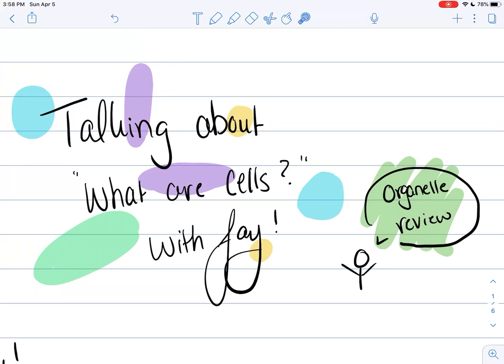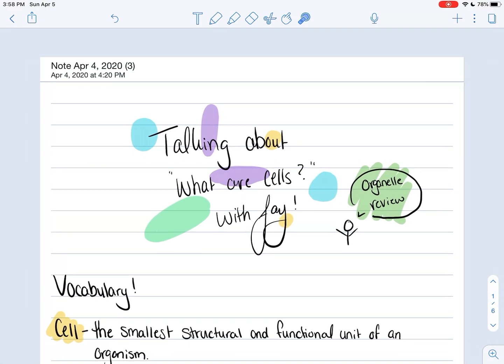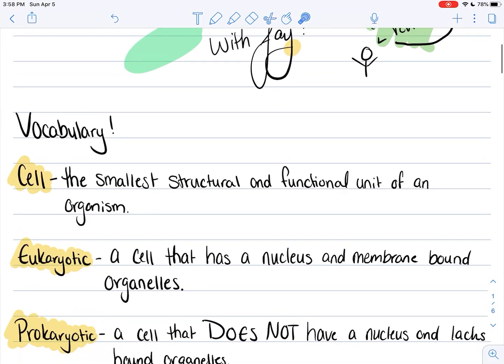Hi everyone, my name is Jay, and today we're going to be talking about what are cells, particularly what are organelles. So to start us off, let's go ahead and talk about some vocabulary.